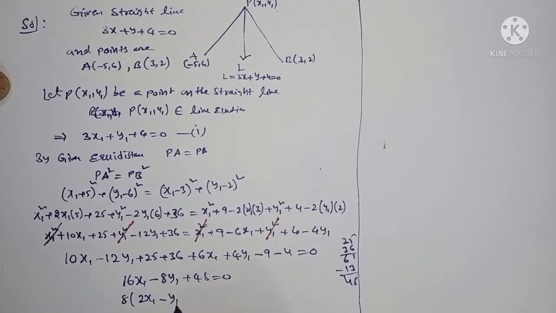2x1 minus y1 plus 6 is equal to 0. You can bring this side. What happens is, I can write this as 2x1 minus y1 plus 6 is equal to 0. This is the second equation.